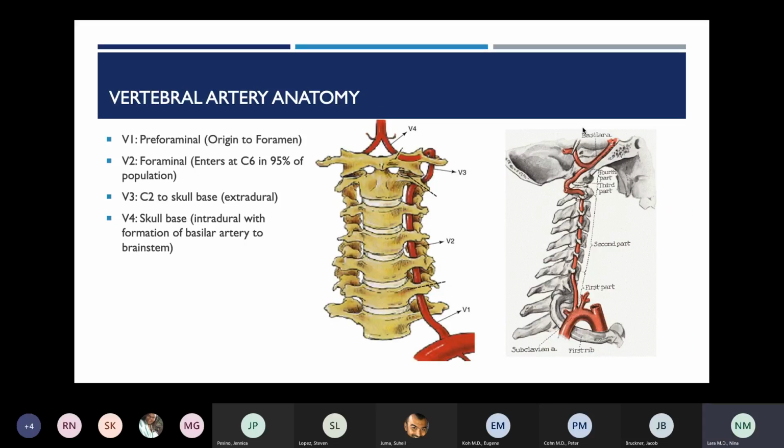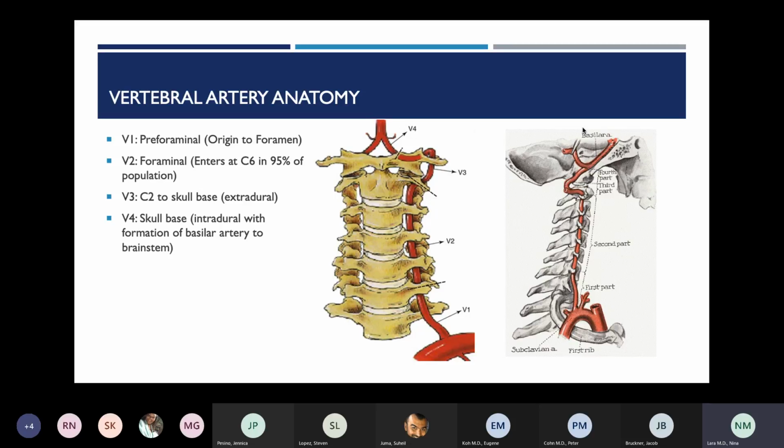It's important to understand the vertebral artery anatomy, especially when fixing surgically. The vertebral artery is typically divided into 4 segments. Starting from the bottom, you've got the V1 segment, which is preforaminal. Typically, the vertebral artery will enter at C6 in 95% of the population. And then V3, C2 to the skull base, is extradural. Within the atlas and the axis, the paired arteries typically lie within the foramen transversarium. However, at this level, the artery is susceptible to injury by shearing forces, rotation, and flexion and extension.